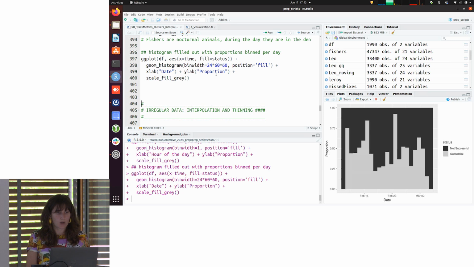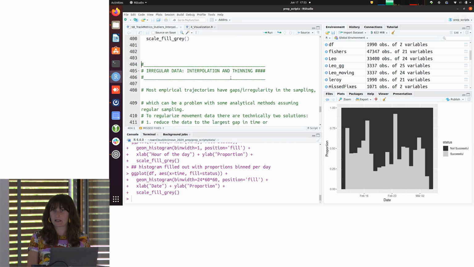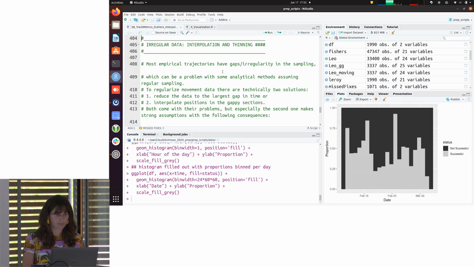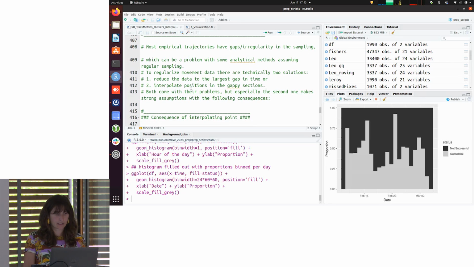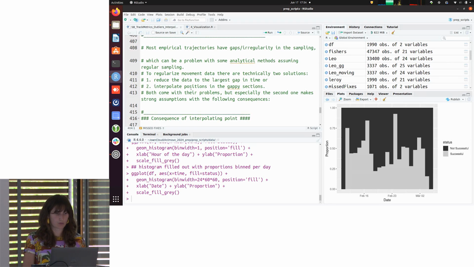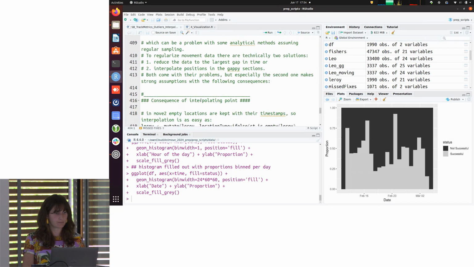And now back to interpolation and thinning. We talked about this earlier. I'm just going to show 2 examples. You already know what is the consequence of interpolating. And here I'm also going to reproduce one of the plots we looked at earlier.